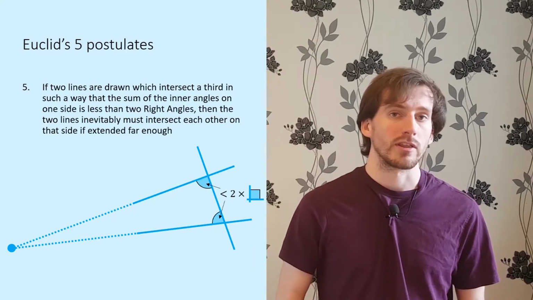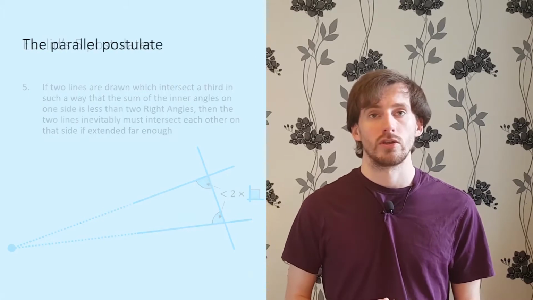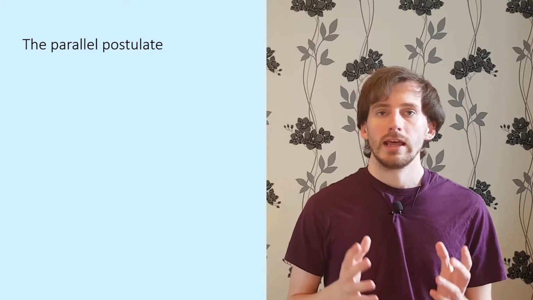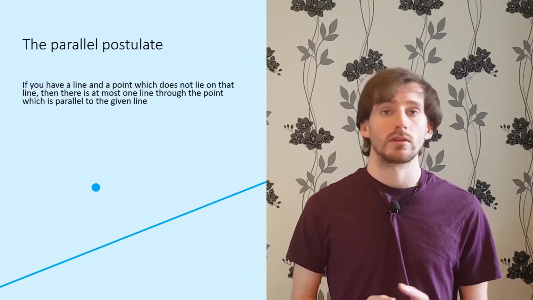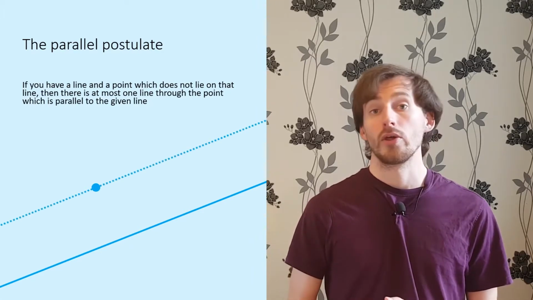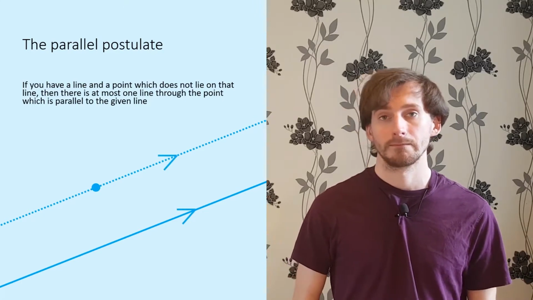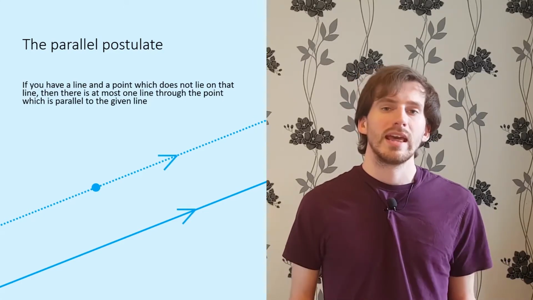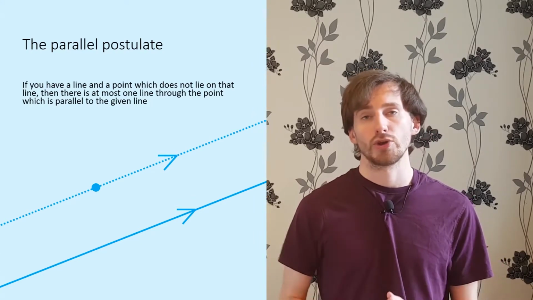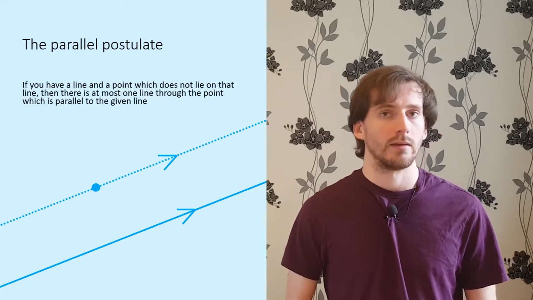The 5th postulate is mathematically equivalent to what is known as the parallel postulate, which may be slightly easier to parse. If you have a line and a point not on that line, then there is at most one line through the given point which is parallel to the given line. The natural question becomes, is it possible to derive the 5th postulate from the other 4 postulates, or is it indeed an independent, necessary axiom?